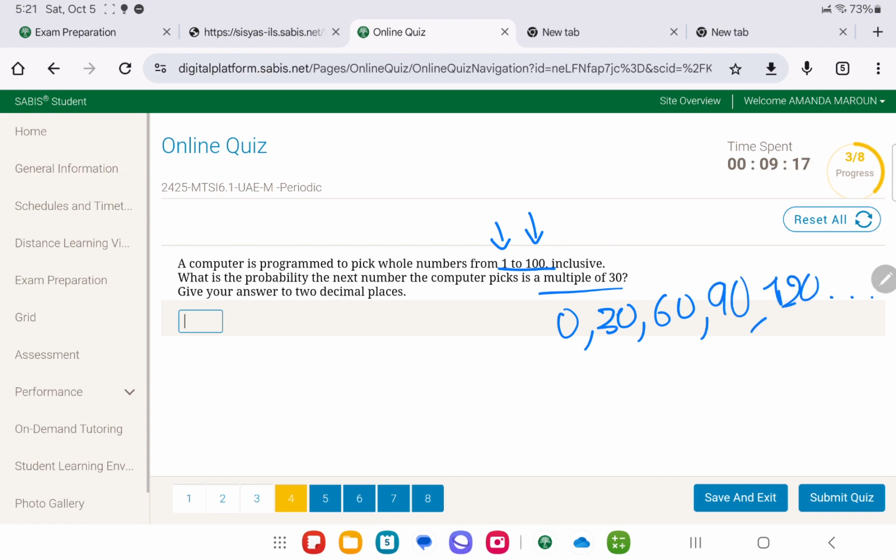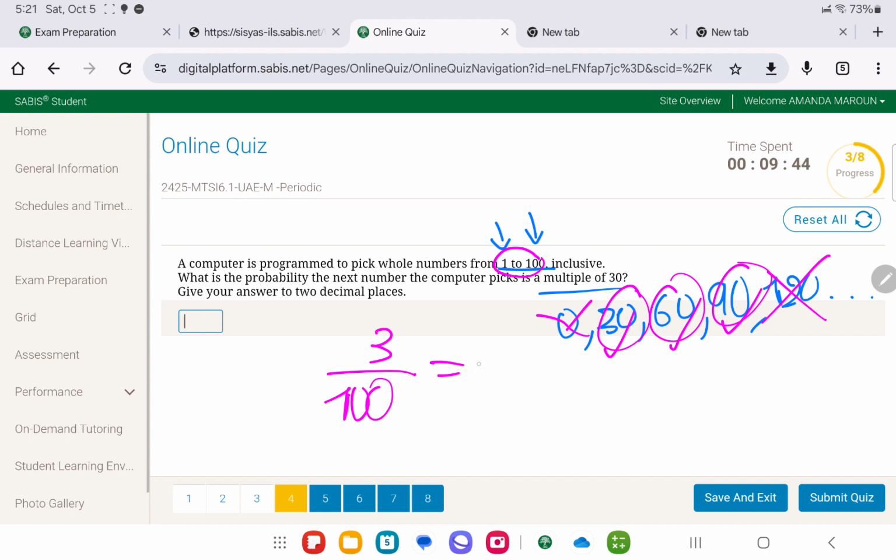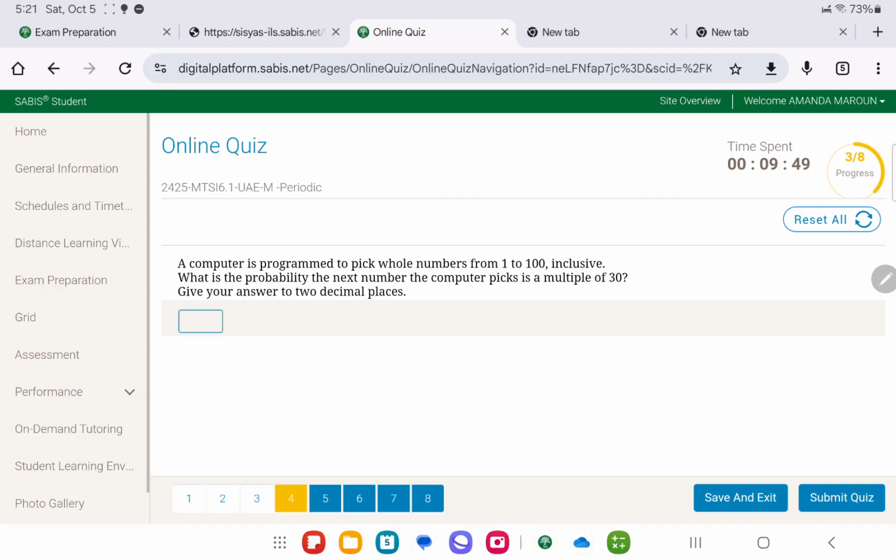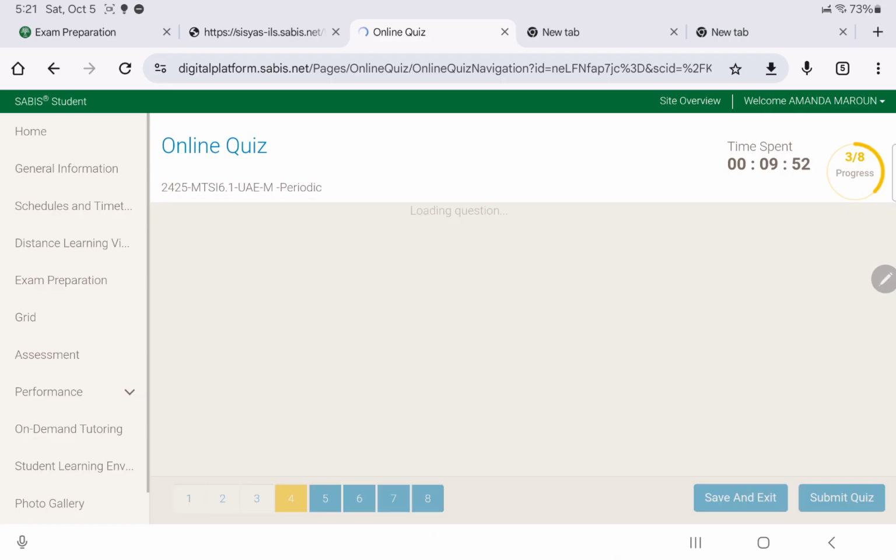Okay? Now, what's the probability that it is in this set, which is 1 to 100, and it's a multiple of 30? 0, is it in this set? No, so we cross it out. 30 is in the set, 60 is in the set, 90 is in the set, but 120 is not in the set. So we have 3 numbers out of the total of 100 numbers, and we will get 0.03. So our answer is 0.03.